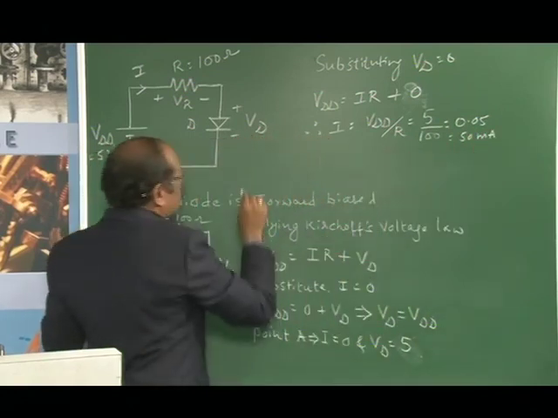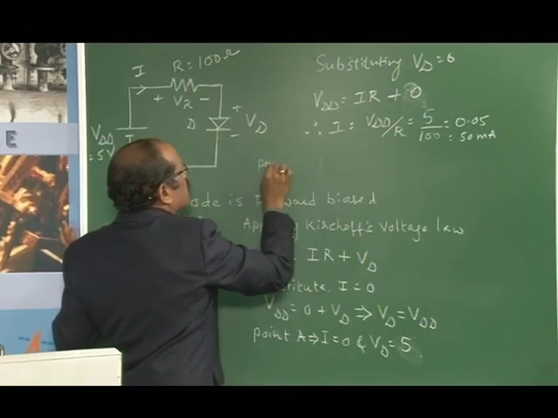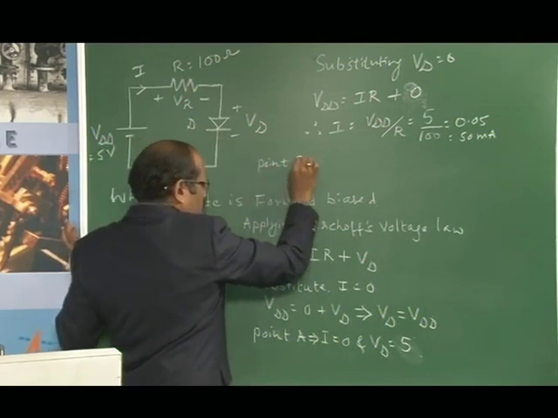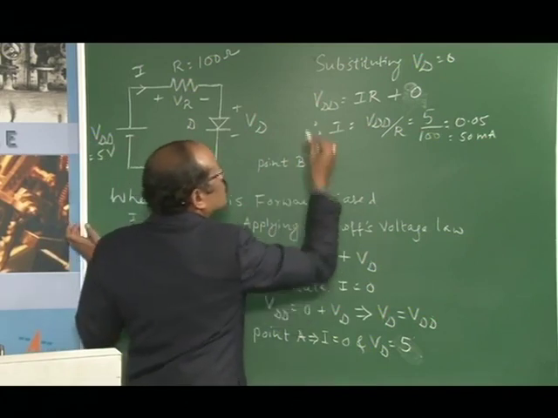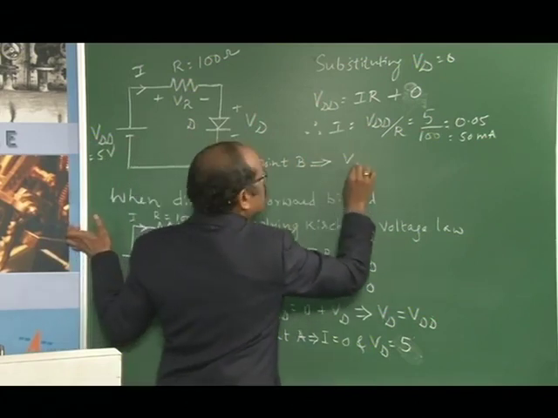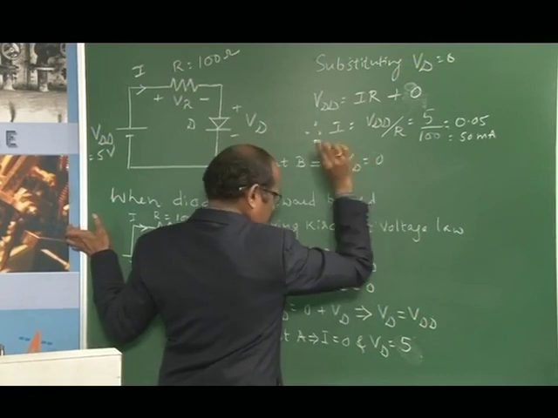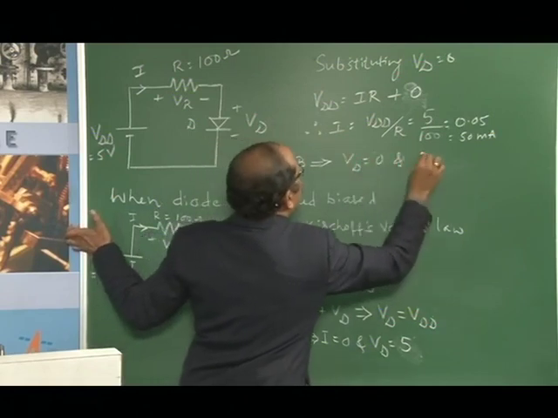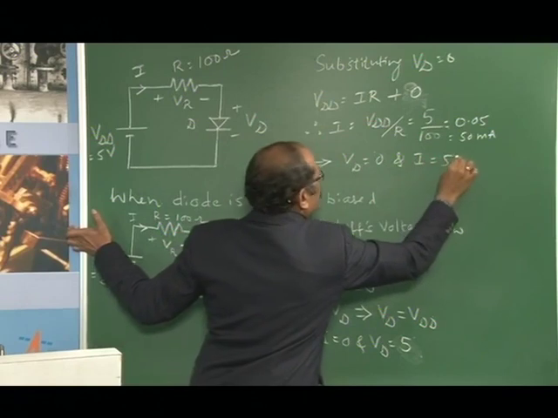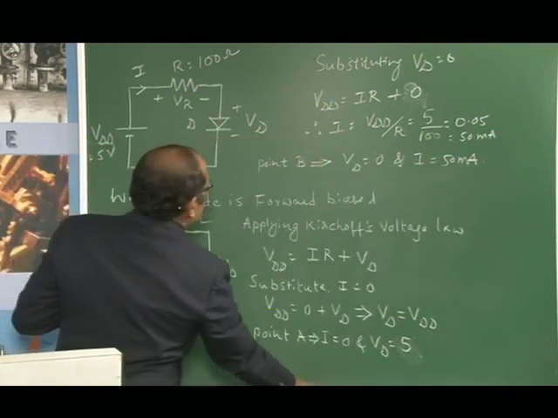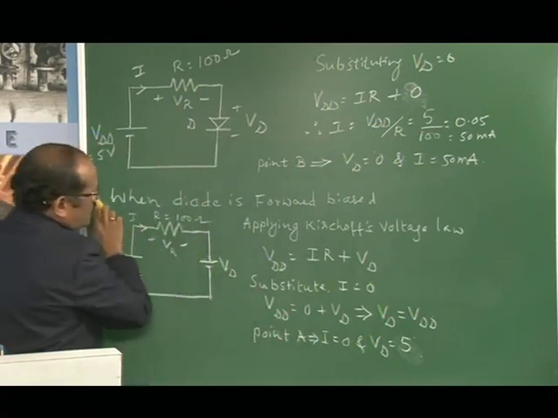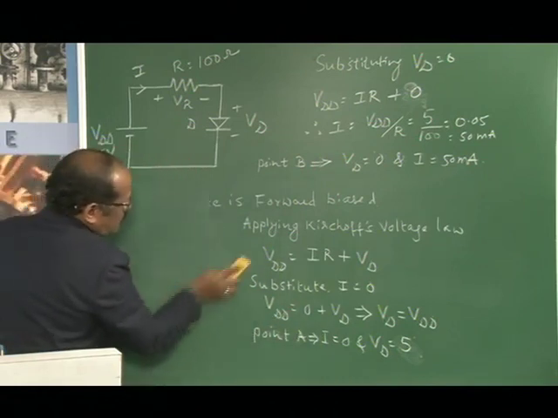So we get one more point, called the extreme point of the DC load line, that is point B, which corresponds to VD equal to 0 and I equal to 50 milliampere. So there are 2 points here. Now let us look into these 2 points.